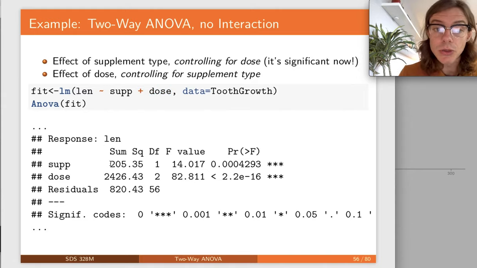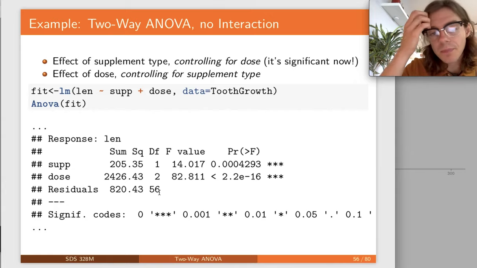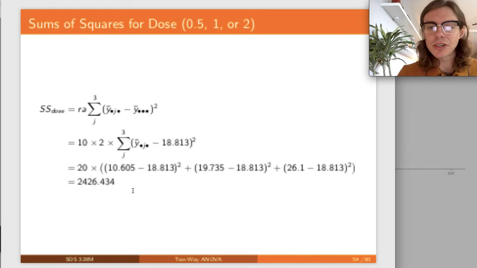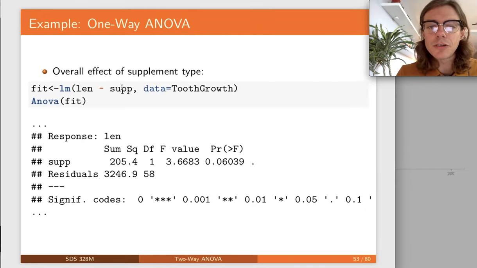Cool. So you see 205, what we calculated before, 2426, what we calculated before, so they're the same, right? The sum of squares don't change. The residuals do change though, right? So if we go back and look, if we just look at supplement type, it doesn't look like there's a significant effect of supplement type. So it doesn't look like orange juice differs from vitamin C tablets if you just do a one-way ANOVA. Because look at our error term, it's huge, right?